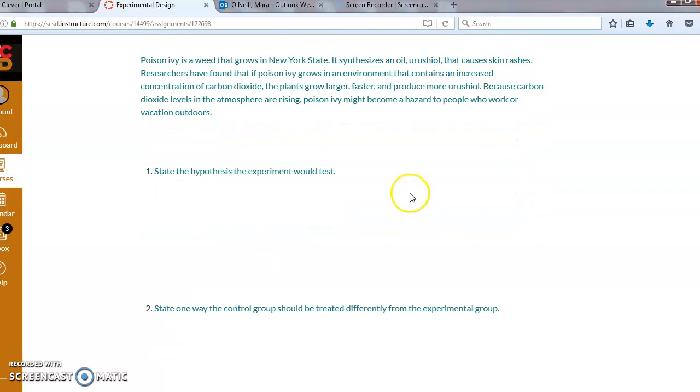Question number 1. State the hypothesis the experiment would test. What are they assuming is going to happen? Number 2. State one way the control group should be treated differently from the experimental group.